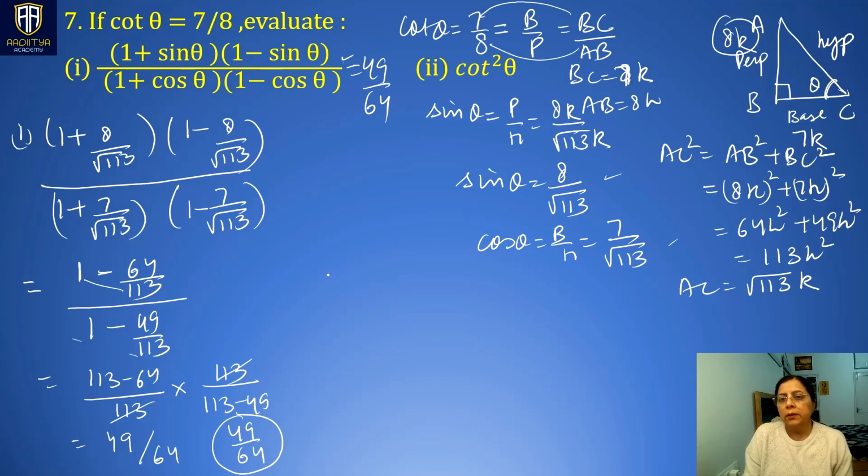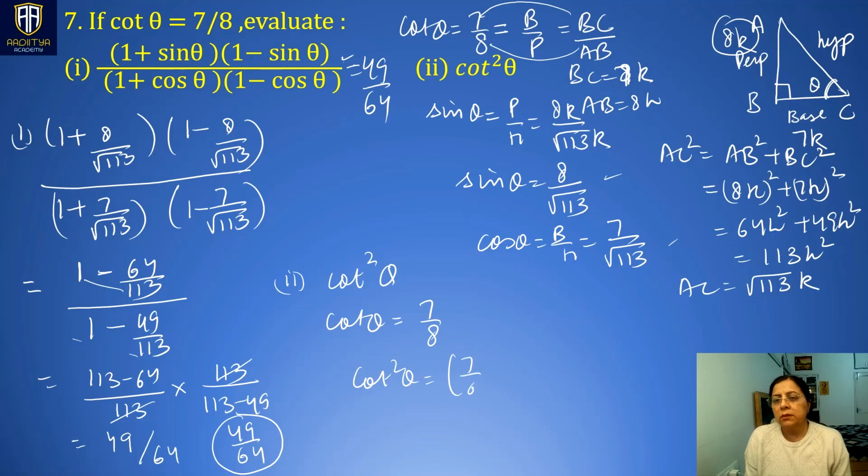Next, the second part is cot square theta. Now what is cot theta? Cot theta is given to us as 7 by 8. So this is simply the square of this. Cot square theta becomes 7 by 8 whole square, that is 49 by 64, which is again the same value.